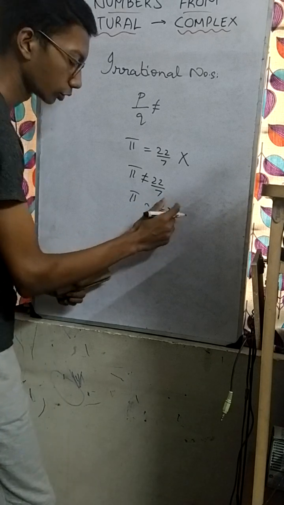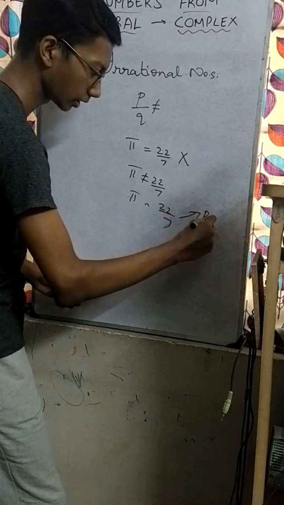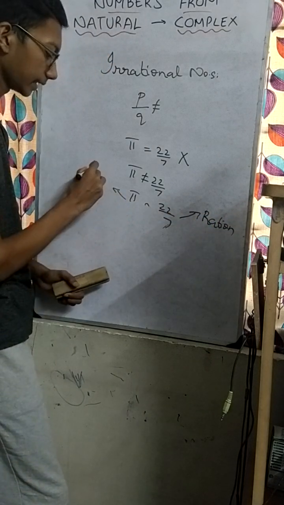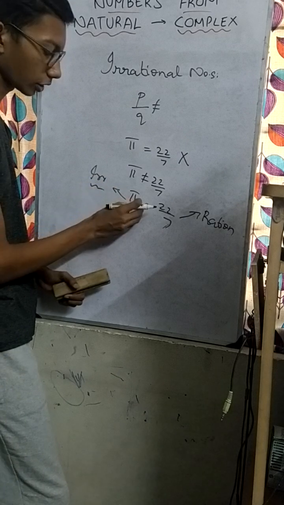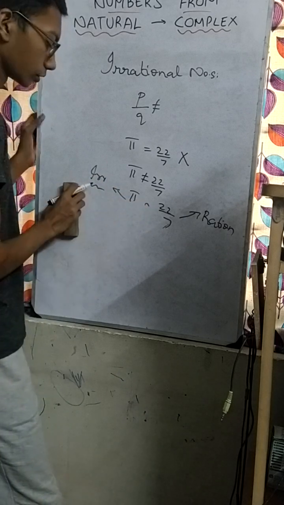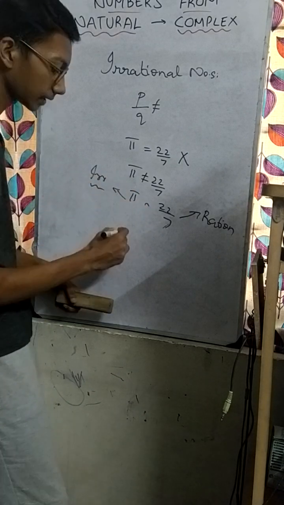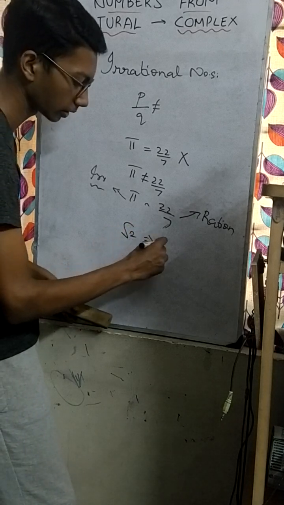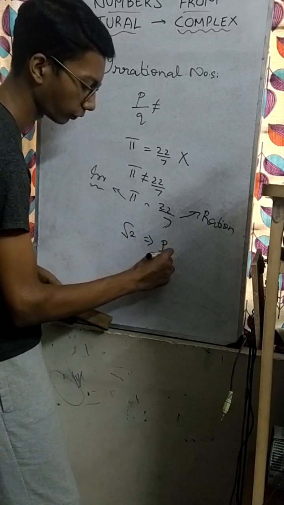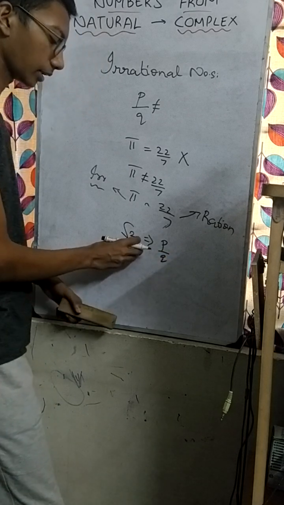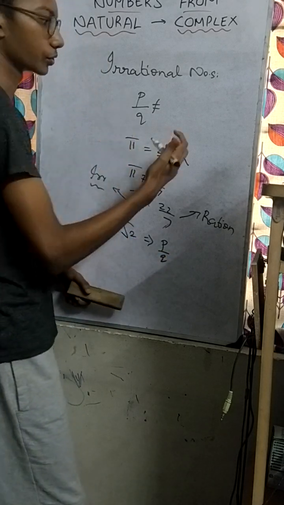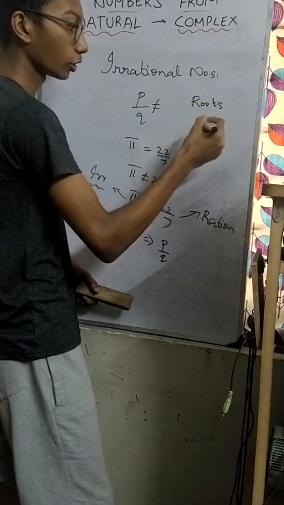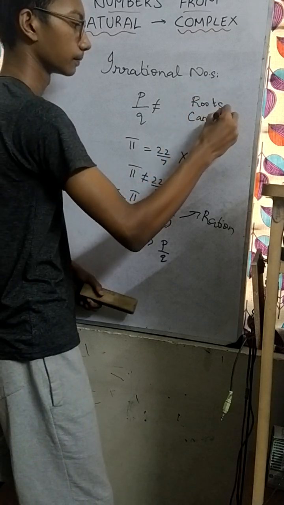So here 22 by 7 is a rational number since it is a fraction, but pi is an irrational number since it cannot be denoted as a fraction. So that is one thing about irrational numbers. The other examples you can see is root 2 is an irrational number because it cannot be represented as a p by q form. Other examples also include roots that cannot be reduced.